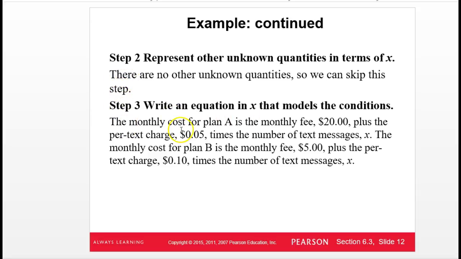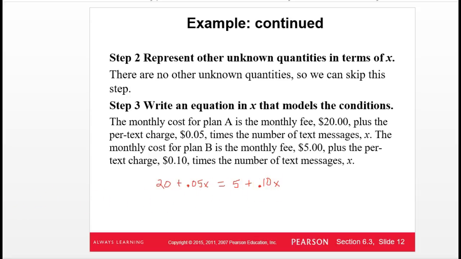Step 3, come up with our equation. So our equation is what I was mentioning in the last one that we're going to do. $20 plus 0.05 times x. Where is that equal to? $5 is the base plan plus 10 cents per text. So 5 cents, 0.05, 10 cents, 0.10. So there's our equation that we're going to use.